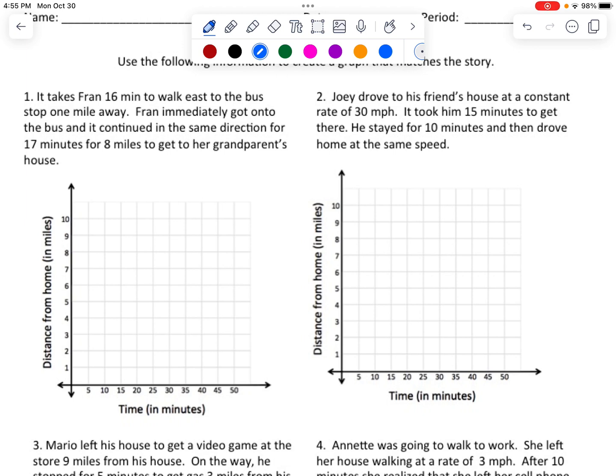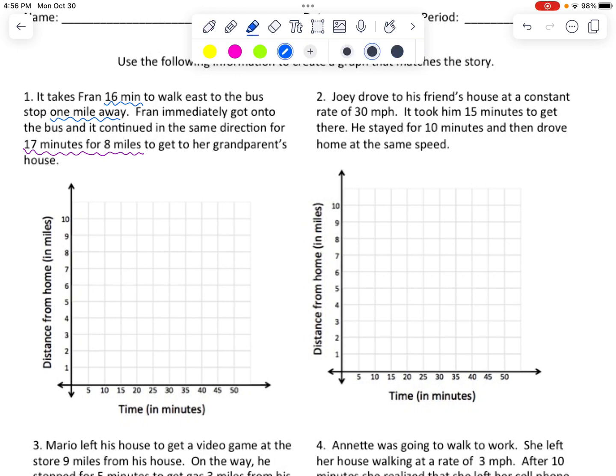It takes Fran 16 minutes to walk east to the bus stop 1 mile away. So that's important information. Fran immediately got onto the bus and it continued in the same direction for 17 minutes for 8 miles to get to her grandparents' house.